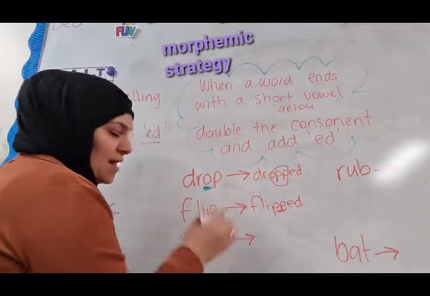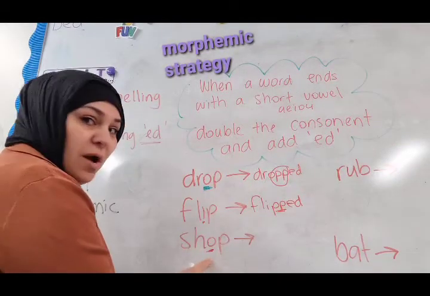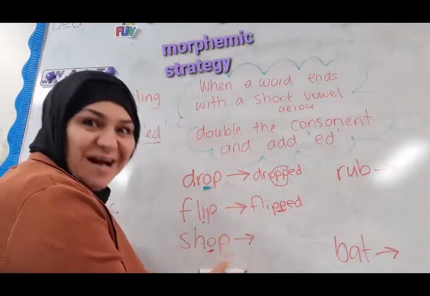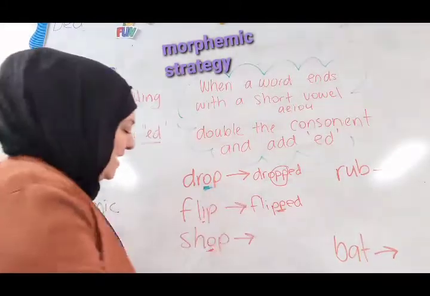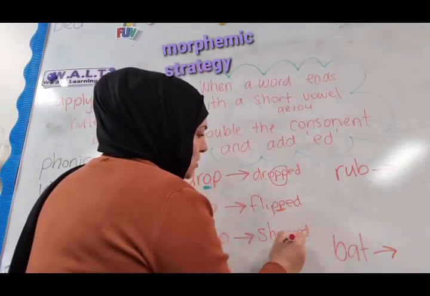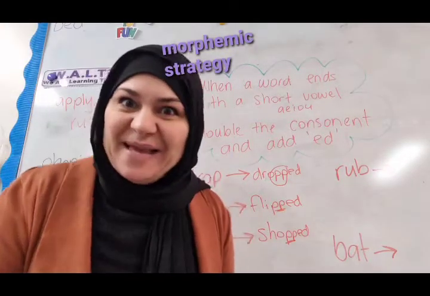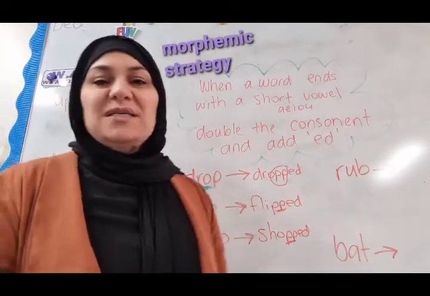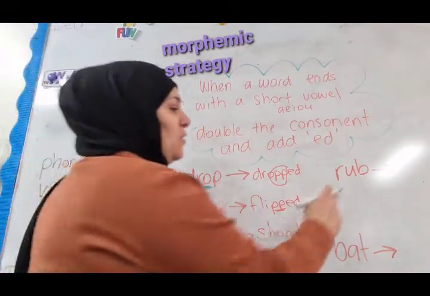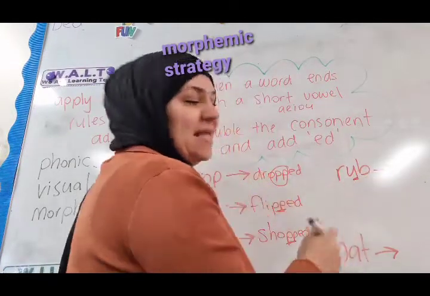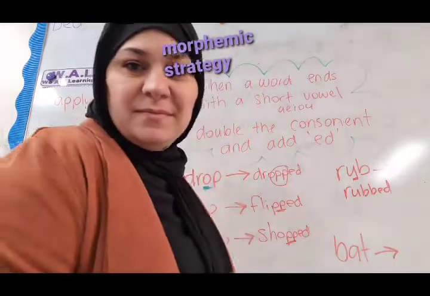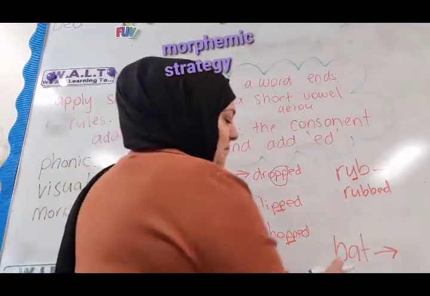The word shop, a, e, i, o, u. So o is a short vowel. To make it into past tense or to add ed, everyone, double the P, add ed, or double that last sound. So that becomes S-H-O-P-P-E-D, shopped. Here's one that doesn't end in a P. It's rub. What's the short vowel that we hear? The short vowel sound is u. So there it is. We're going to double that B and add ed. So it becomes R-U-B-B-E-D, rubbed. Okay? And the last one, bat, B-A-T.